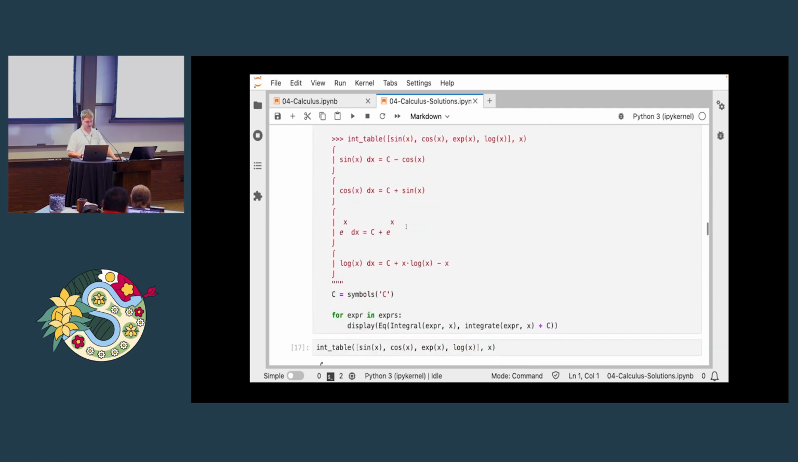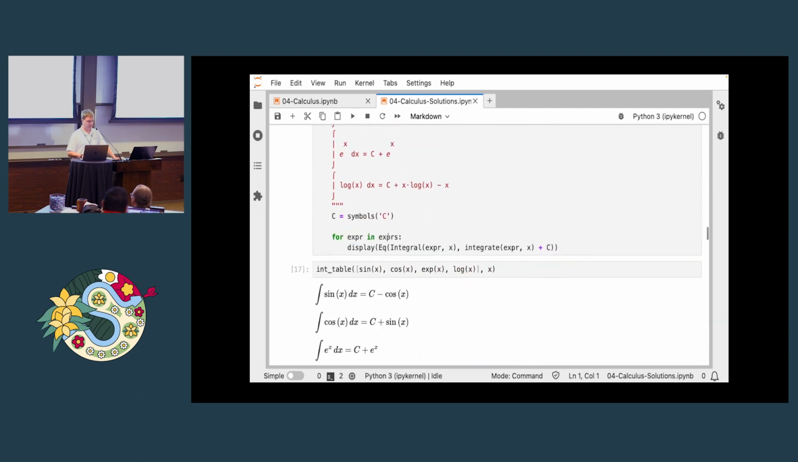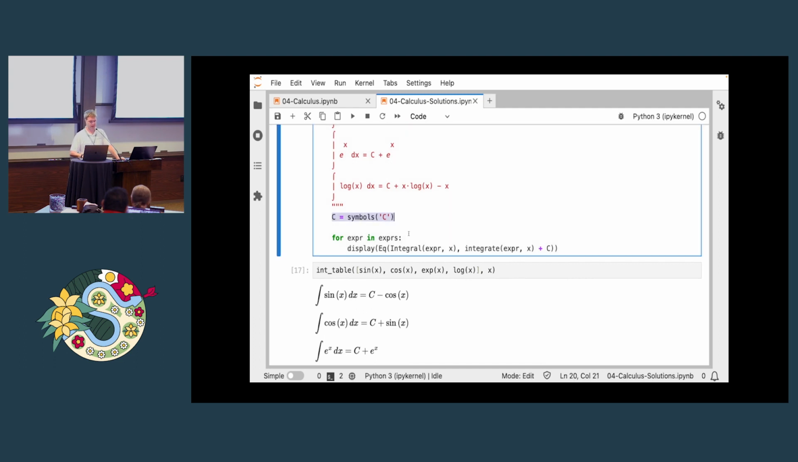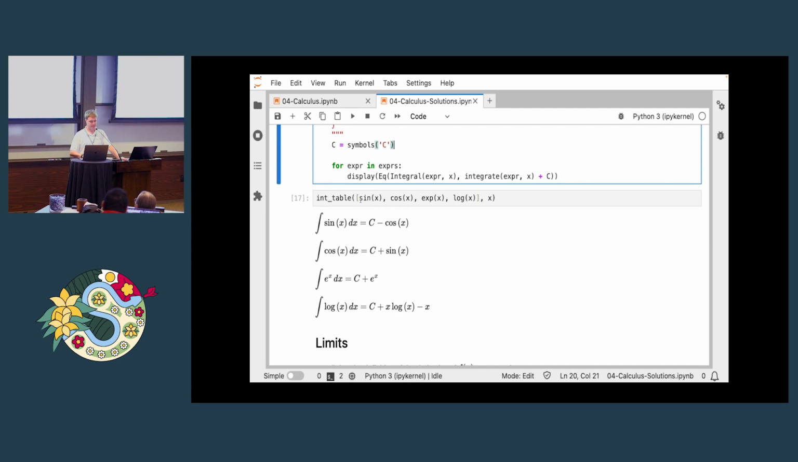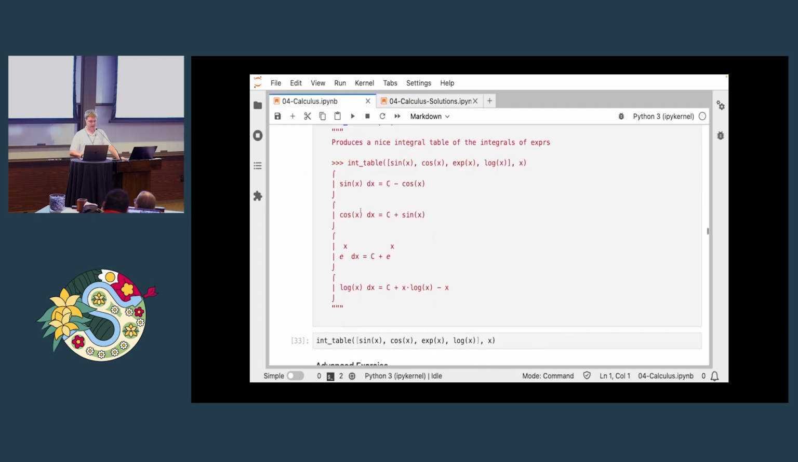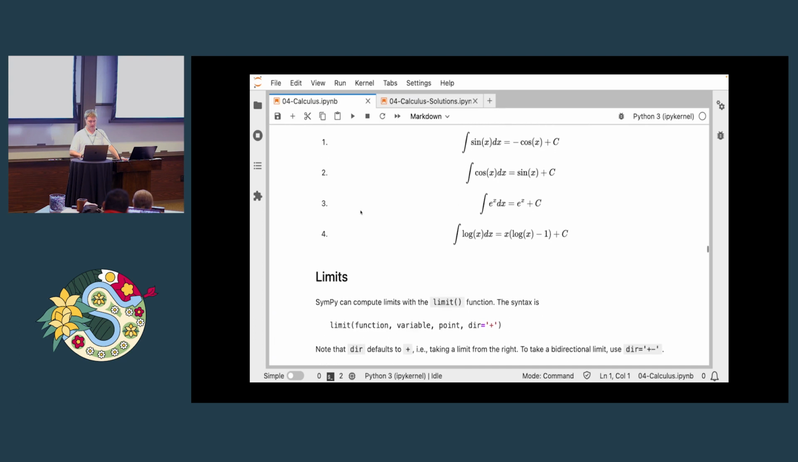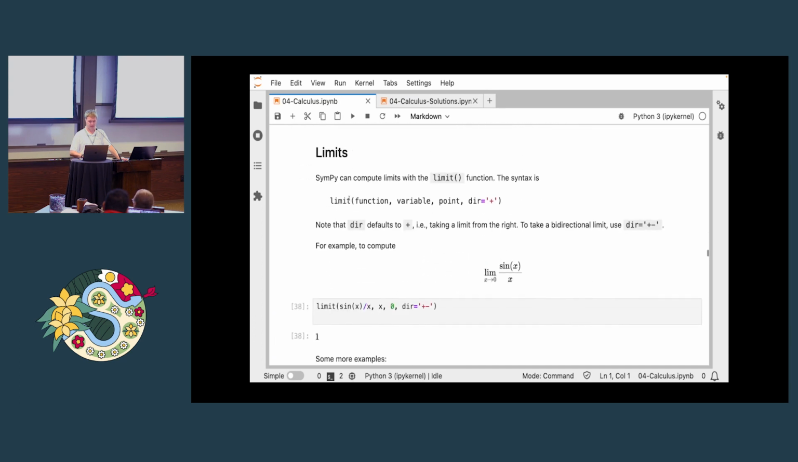Never mind. Oh, here it is. It's underneath. Yeah, so here we just manually create a constant of integration and then display. I guess we haven't gone over yet, the Eq function does equality. We'll go over that more in the solvers notebook. And we use on the left-hand side an unevaluated integral, and on the right-hand side an evaluated integrate. And then, yeah, I'll leave this other exercise if you're interested.